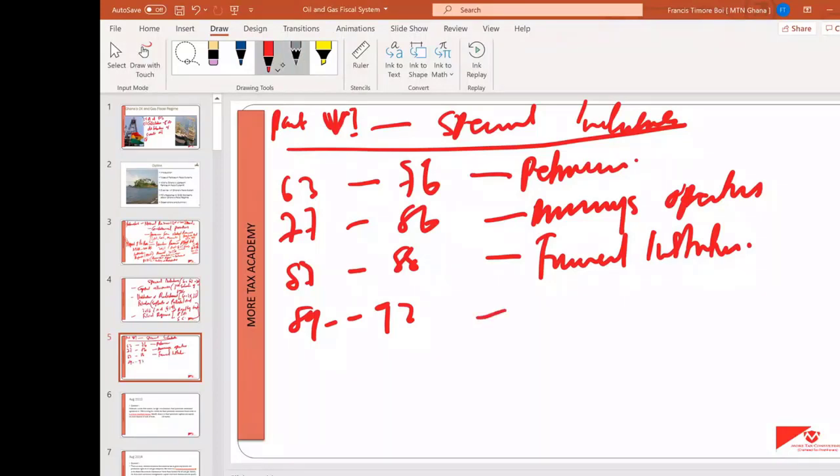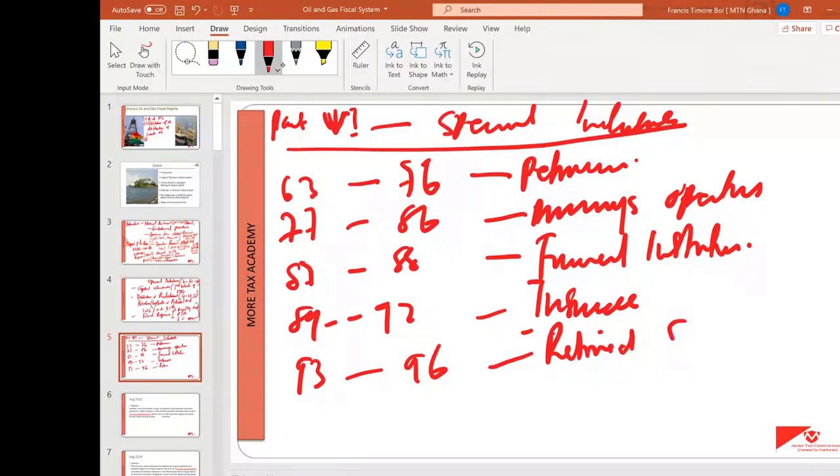Then 93 to 96 deals with what? Pensions or retirement funds. Retirement savings. So this one deals with provident funds and everything. So you see, these are special classes of entities. We don't treat them as ordinary purchase and sale and all those things. Then from 97 to 100, this deals with what?